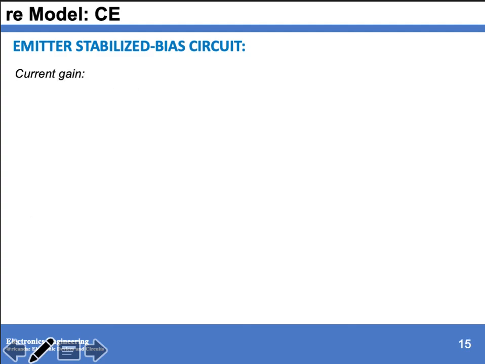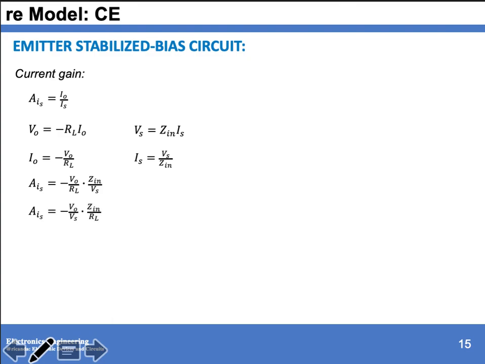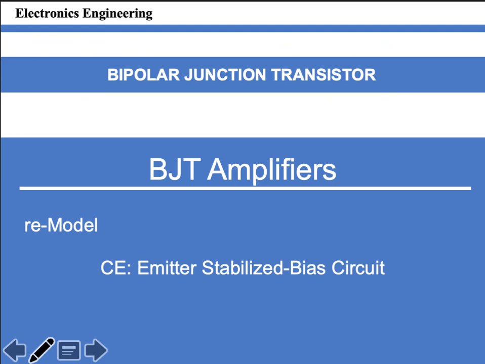For the current gain, it is IO over IS. So we have your IO equals to negative Vo over RL, and Vs equals to impedance Zin times IS. So therefore IS is Vs over impedance Zin. Substituting that one to your AIS, so we have negative Vo over Vs times impedance Zin over RL. So Vo over Vs, that is AVs. So we have your AIS equals to negative AVs times impedance Zin over RL. So that's all for emitter stabilized bias circuit.